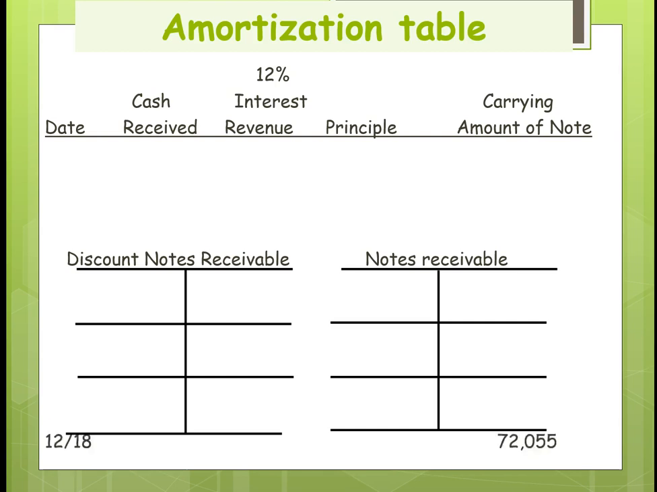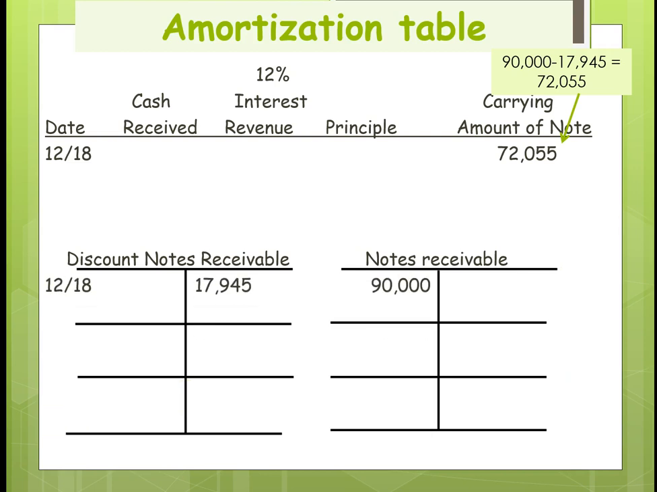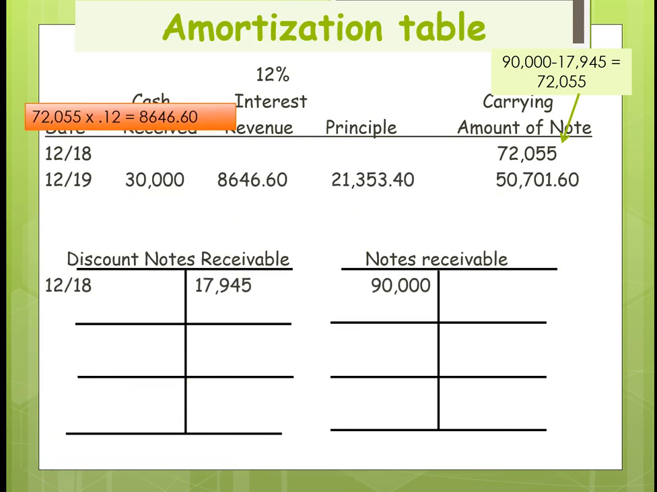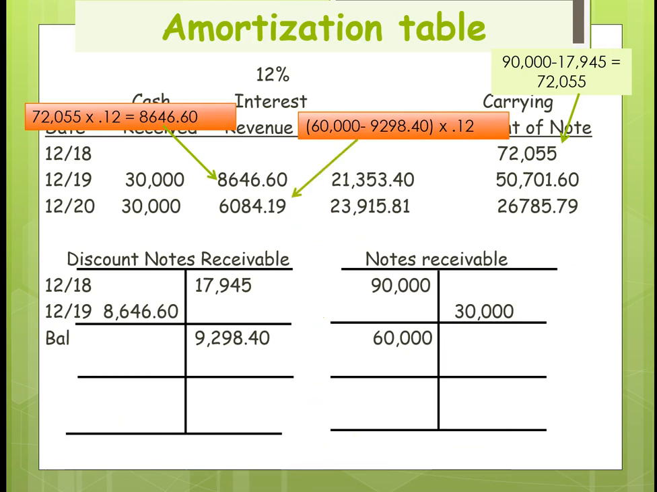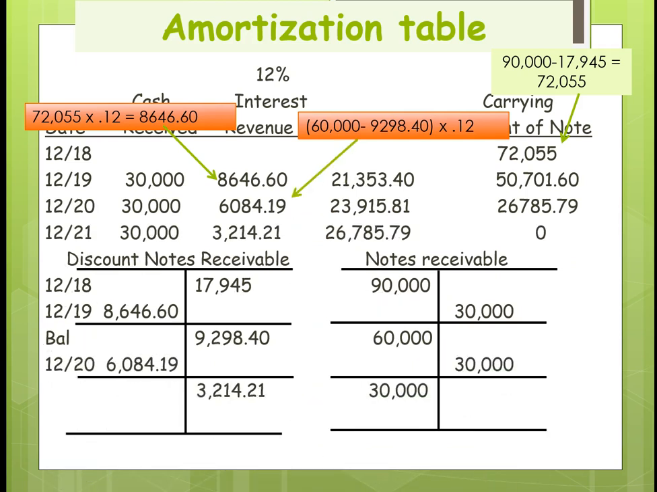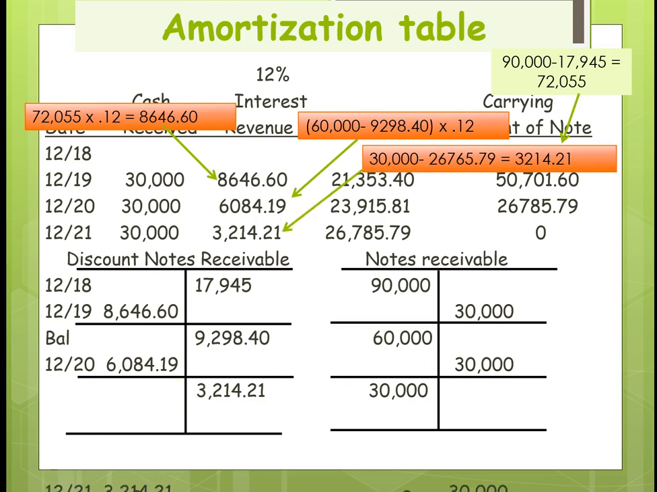Now we're going to figure out how to figure out our interest. And remember that interest is always going to be the balance times the effective rate, and it's going to change every year. And in the end, you should zero out the discount on notes receivable and the notes receivable, which is what we're doing here.